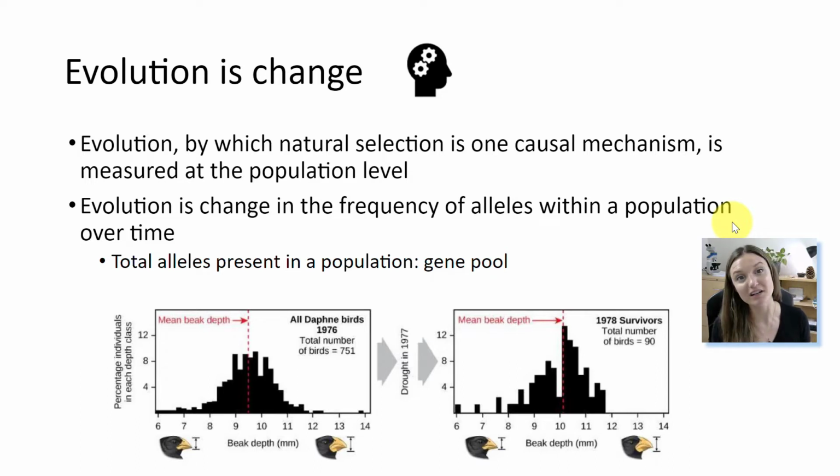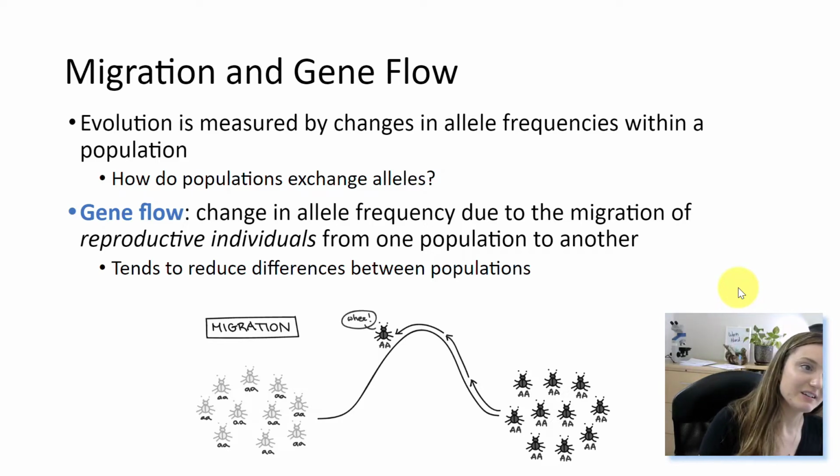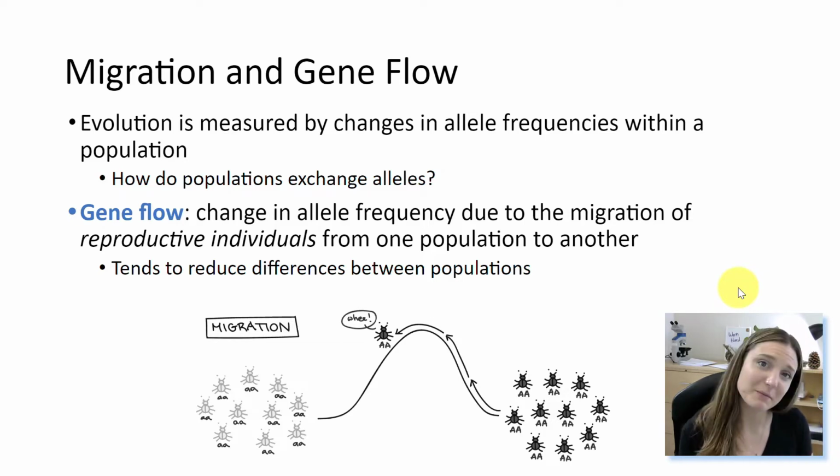But here, we're going to dive into other ways that the genetic composition of a population can change, that are not natural selection. So other mechanisms of evolution that are not natural selection. The genetic composition of a population can change not because of natural selection, but just because organisms are moving from one population to another. So when organisms migrate or move from one area to another, sometimes they might leave one population and enter into another population.